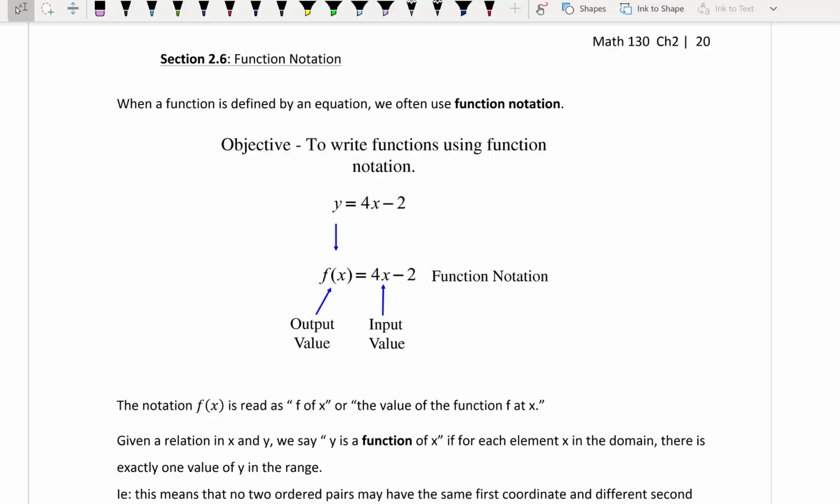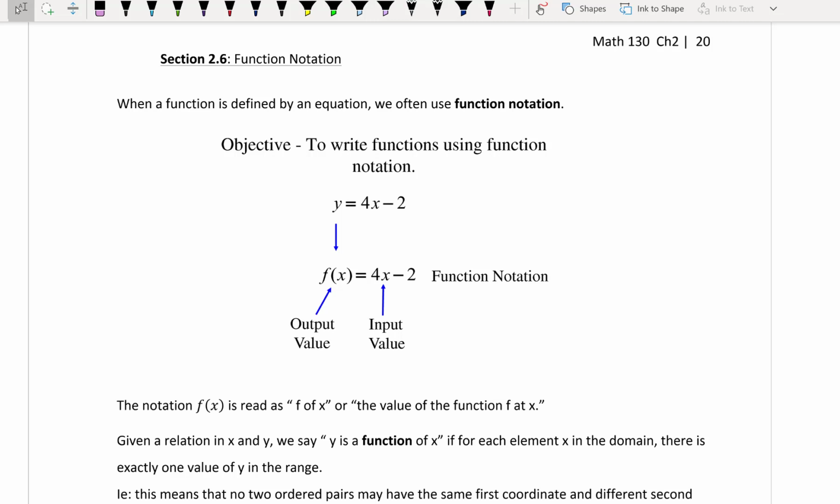We are going to pick up on page 20 for Math 130, so section 2.6, which is function notation. When a function is defined by an equation, we often use function notation. So we have an objective to write functions using function notation.